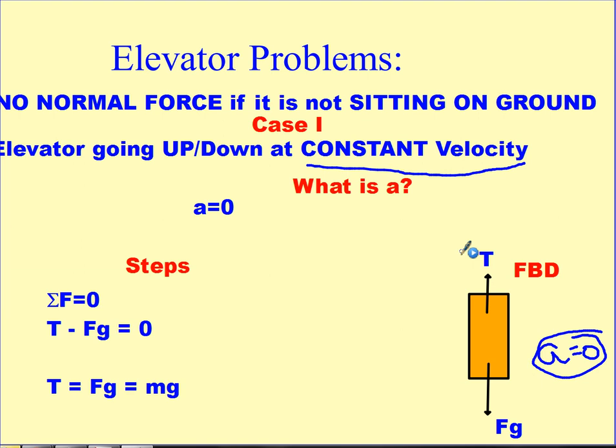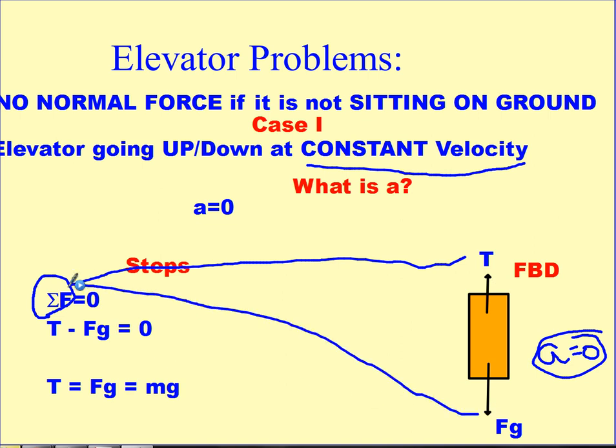Now, you want to use Newton's second law. Newton's second law says the sum of the forces are 0. Excuse me, Newton's first law says the sum of the forces are 0 because the object is moving at a constant velocity. This side of the equation right here is always the arrows from your free body diagram.